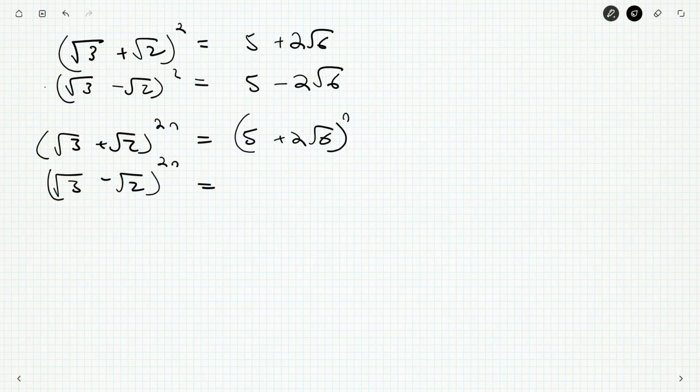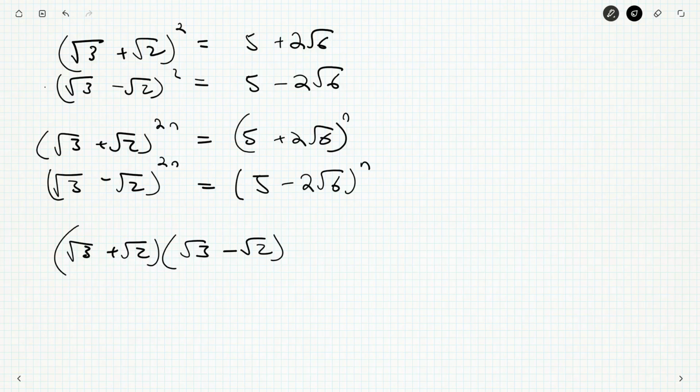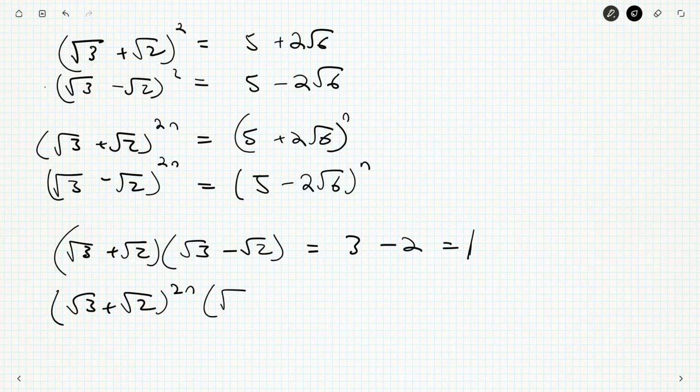And we get 5 minus 2 root 6 to the n. What I'm going to do is multiply them together. So root 3 plus root 2 times root 3 minus root 2. This is difference of squares, so this becomes 3 minus 2, which is 1. Now, if I raise both sides to the 2n, I still get 1. What, if anything, does this do to help me? I don't know.